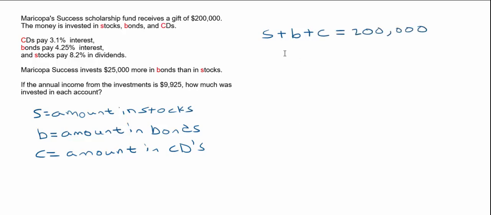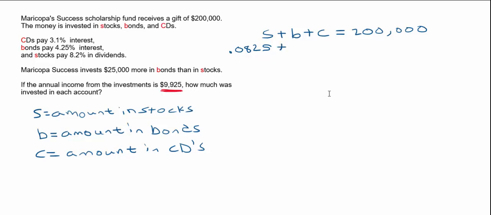We also know that at the end of the year, the amount of income generated from the 3 funds totaled $9,925. So let's write out how that money was generated. If you take the amount of money put into stocks, we know that it generates 8.2% in dividends. So I'm going to move the decimal to the left twice, and I will get 0.082, and multiply that by the amount of money that's invested in stocks. That will represent the amount of income that we get just from stocks, which should be less than the $9,925.